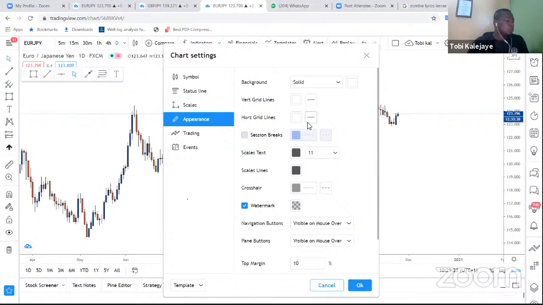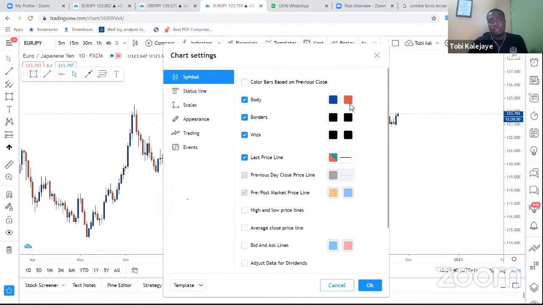I use blue candles to explain the bull movement, and the red one for the bear movement.